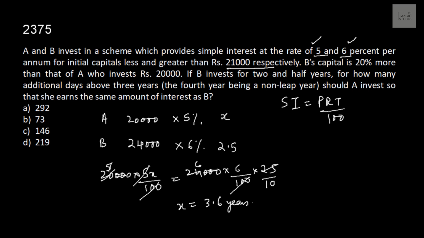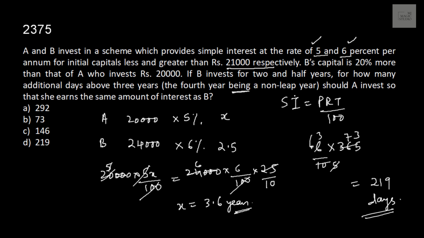3.6 years. That means the investment of A is for 3.6 years, but they have asked how many more days than 3 years. That means 0.6 into, since it is not a leap year, we need to multiply by 365. We are looking for 6 by 10, that is 3 by 5, 5 times 73. 73 into 3 is 219 days. 3 years and 219 days is the investment of A. 219, yes, that we have in option D.